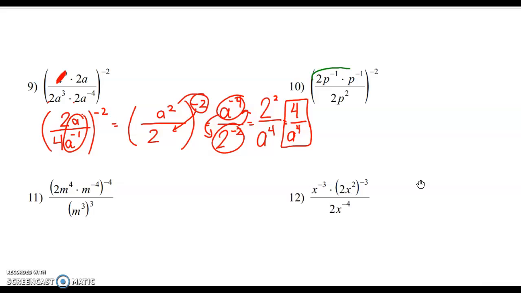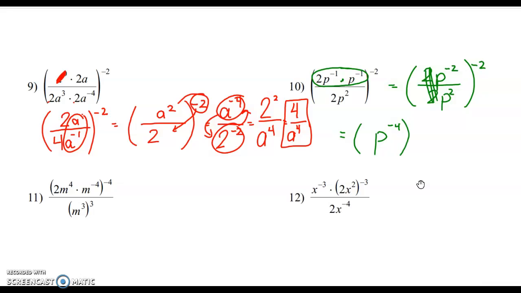Number 10, I'm going to simplify this numerator first. So let's see, I've got 2p to the, when you multiply like bases, you add the exponents. -1 plus -1 is -2 over 2p squared, still to the power of -2. 2 over 2 would cancel. So let's see, when I divide like bases, I subtract the exponent. So -2 minus 2 is -4, still to the power of -2.